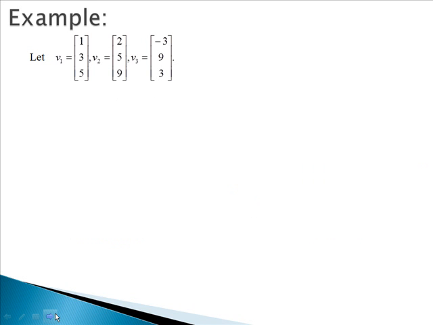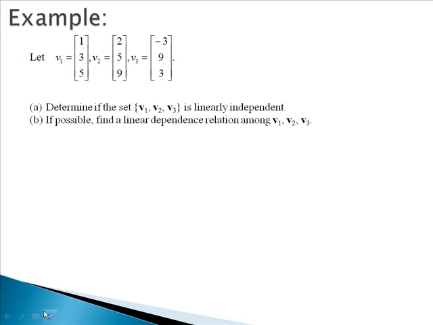So let's look at an example. Here I have three vectors, v1, v2, and v3 in R3 space. They each have 3 entries. And we're going to do two things. First, we want to determine if the set of vectors is linearly independent. So we want to find out if we have only the trivial solution. And then, if possible, we want to find a linear dependence relation among our 3 vectors. And so when we say if possible, that would happen only if we have a non-trivial solution.